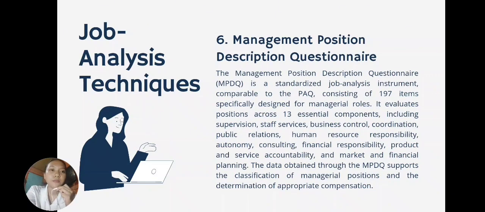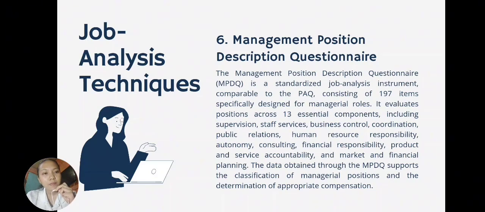Next is the management position description questionnaire. So this job analysis technique is quite similar to the previous one, which is the position analysis questionnaire. The difference is that the MPDQ is designed specifically for managerial jobs. The PAQ is for all kinds of jobs.